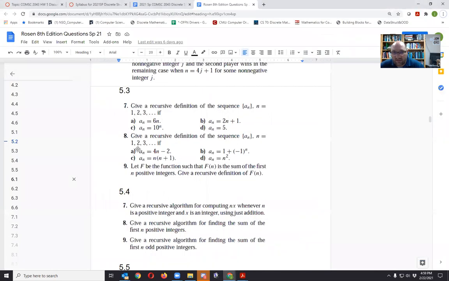So this one was a sub n equals 4n minus 2. So for a sub 1, this is going to be 4 minus 2, which is going to be 2. So a sub 1 equals 2. A sub 2 is going to be 4 times 2, which is 8, minus 2, which is 6.